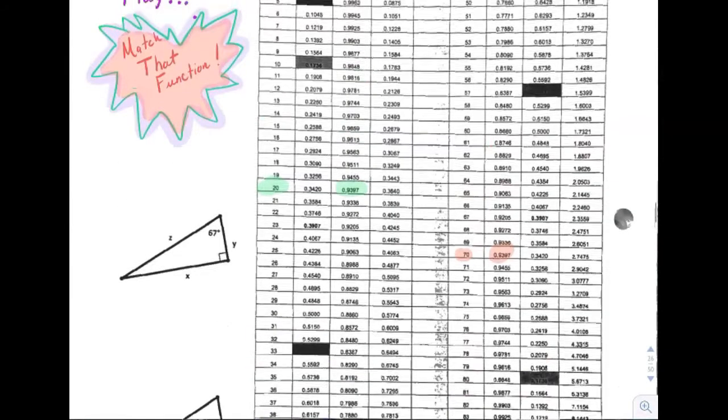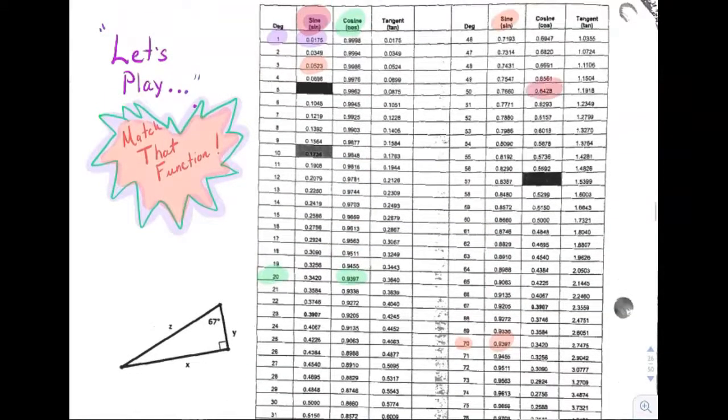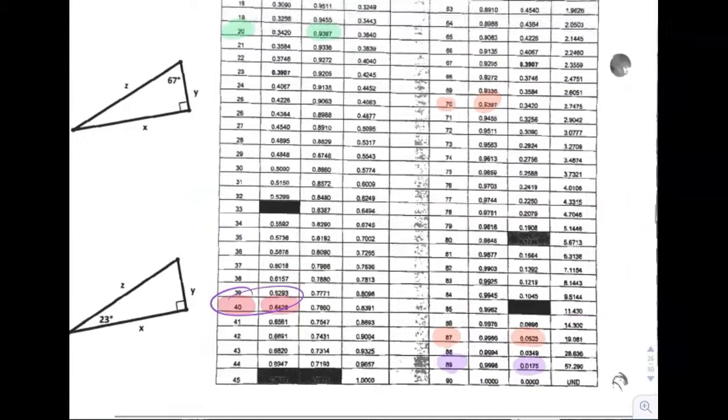Sine and cosine are what we call cofunctions. We're not talking about tangent at all today. So the sine of 40 would be the same thing as the cosine of 50, 0.6428. And that makes them cofunctions. So the sine of one angle is the same thing as the cosine of its complement, meaning the two numbers have to add up to 90.